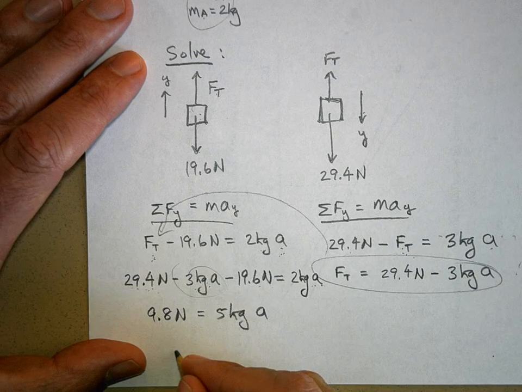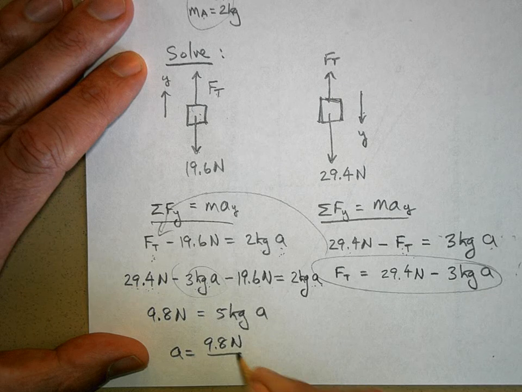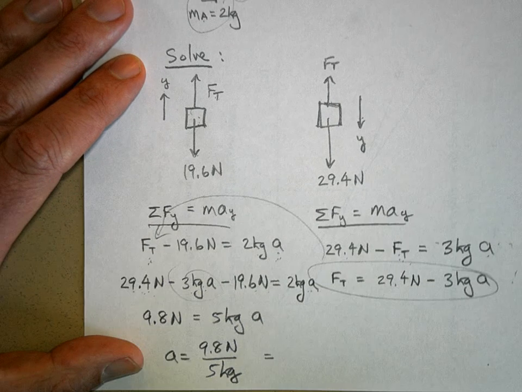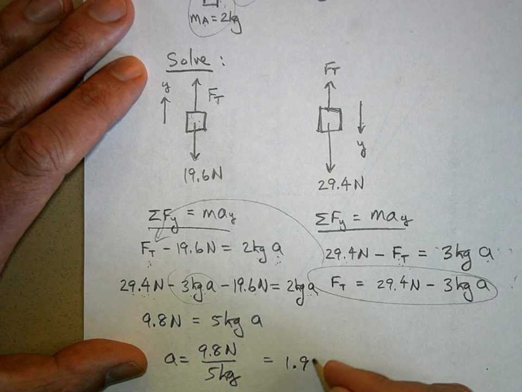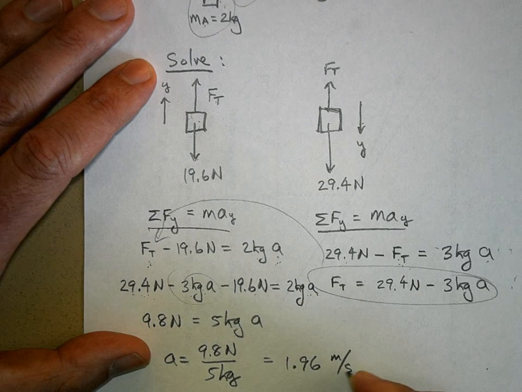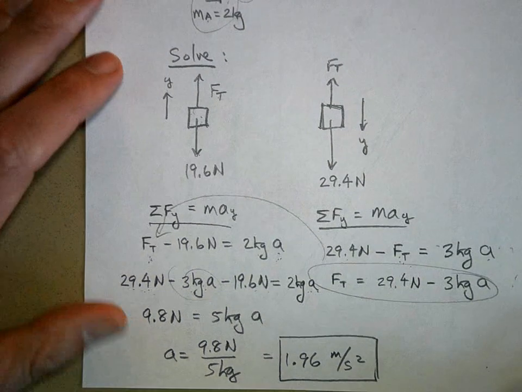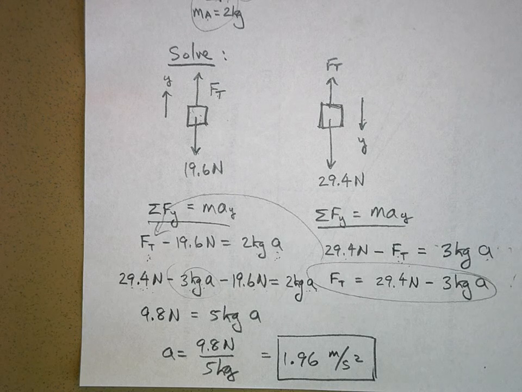So now I can solve for the acceleration. It's 9.8 newtons divided by 5 kilograms. And what do you get? That's 1.96, I believe, meters per second squared. And that is the rate at which this guy will accelerate up. Or 2.0. I think the book rounded it to 2 significant figures, so they called it 2.0.